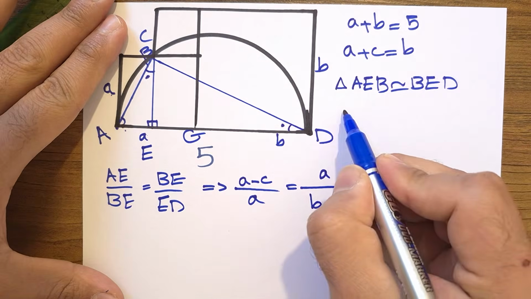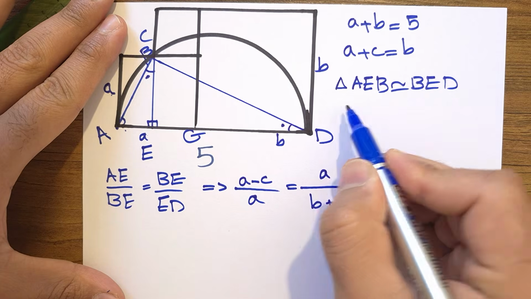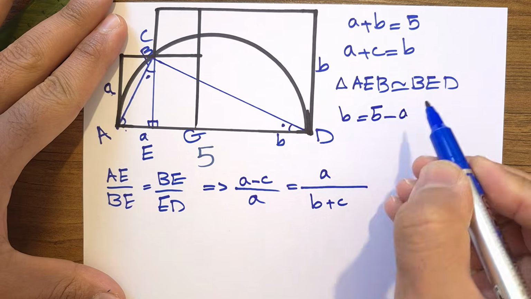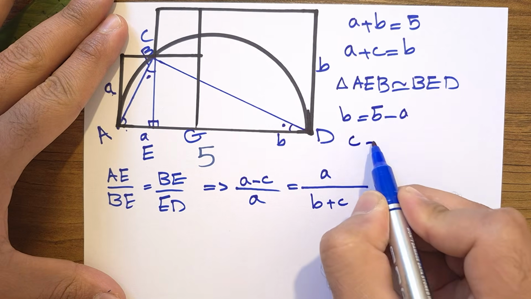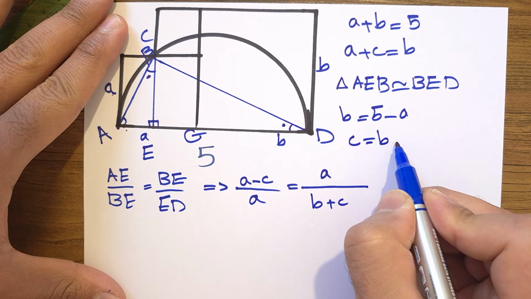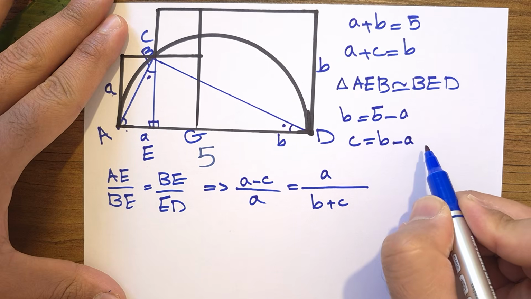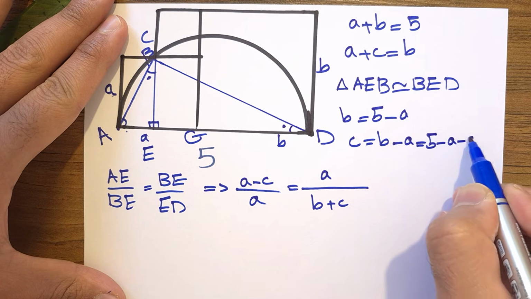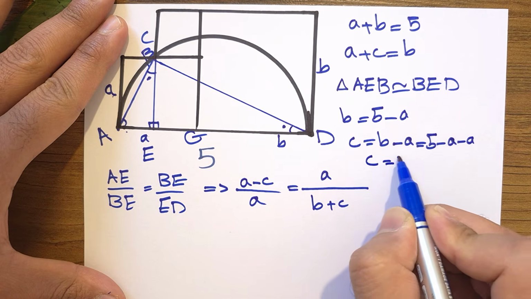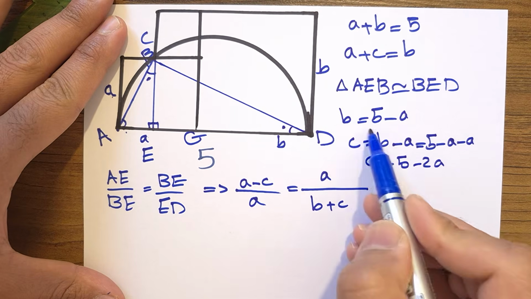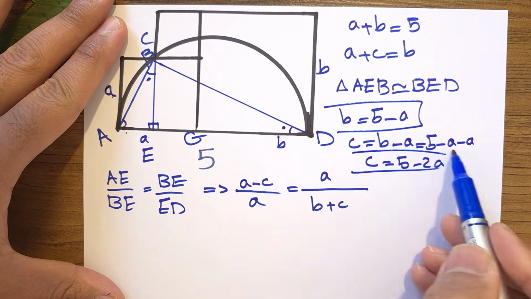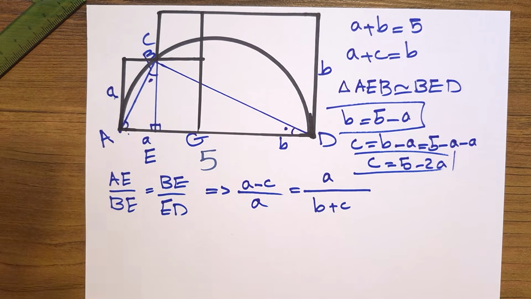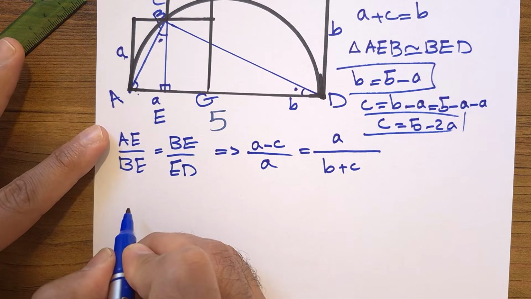So from this relationship, the first one, B equals 5 minus A. And from this one, C equals B minus A, okay? So B minus A is 5 minus A minus A. So in other words, C equals 5 minus 2A. Now let's substitute this and this into this comparison fraction, then solve for A, because now we have just one variable. So let's continue here.